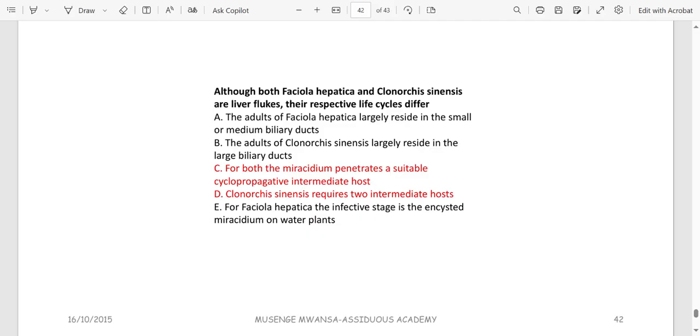So what is the difference between them? The other options that we can see are really correct, but for C, for both, the miracidium penetrates a suitable snail intermediate host. And then D, Clonorchis sinensis requires two intermediate hosts. So, of course, you know the intermediate hosts. You have got the snail, then you have got these plants. Okay.